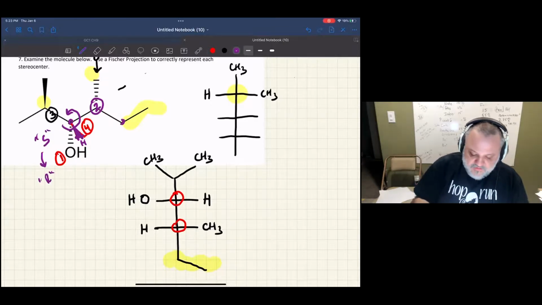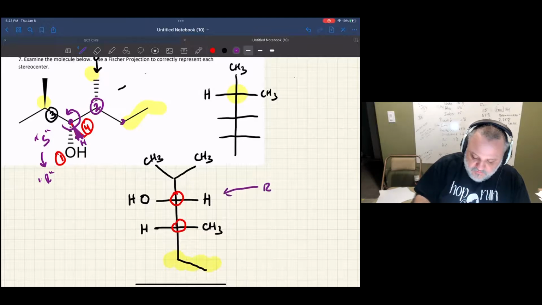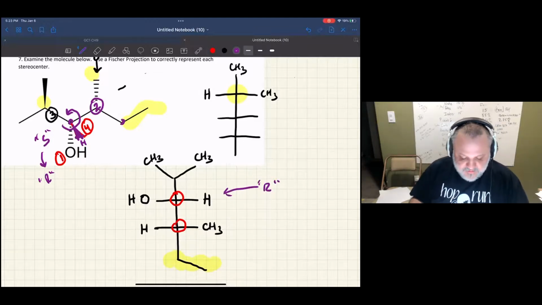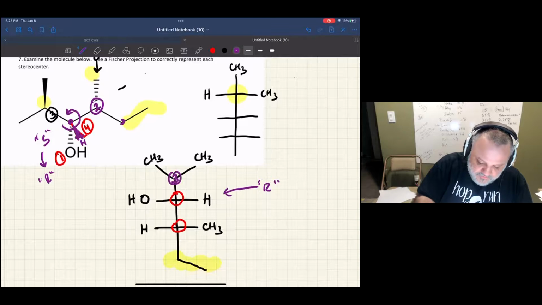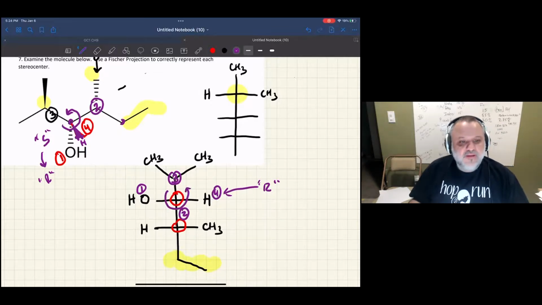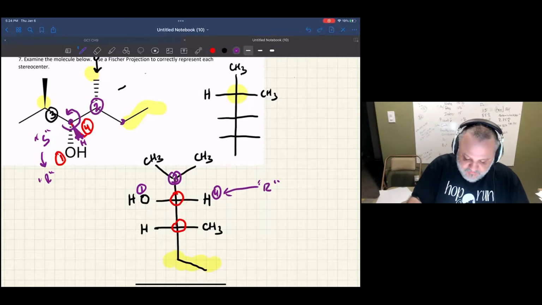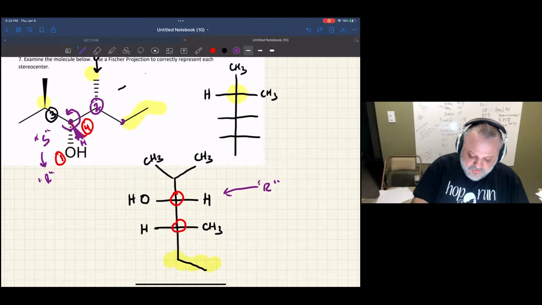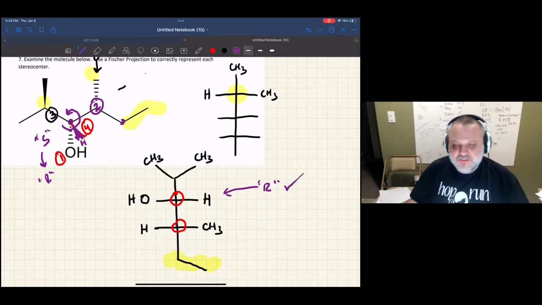So is this actually an R configuration? Did I do this right? I think I did, but let's just double check and see. Well, we've already done the configuration. This is 1, 3. This is 4. And then that one is 2. And so what do I get? I get 1, 2, 3. That's counterclockwise, right? So we would say that's an S configuration. But what does the Fisher projection mean? It means that this bond is coming towards me. So the S configuration would have to be reversed. And so I did show it in the R stereo configuration.